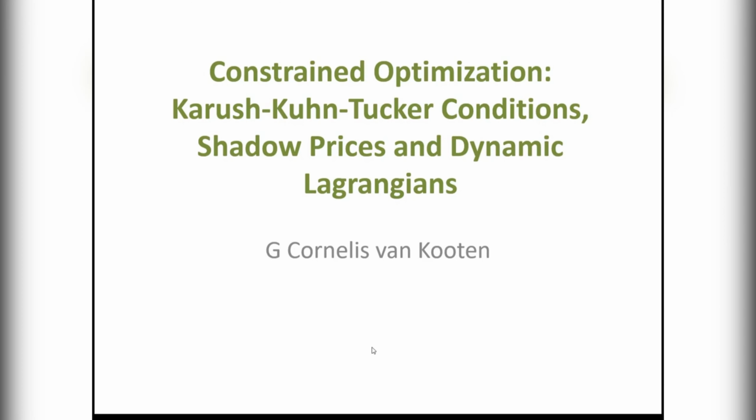In this lecture, we're going to look at constrained optimization somewhat more. We're going to look at the Karush-Kuhn-Tucker conditions, shadow prices, and dynamic Lagrangians.